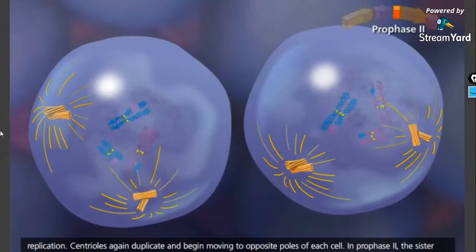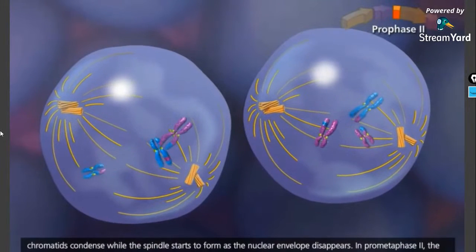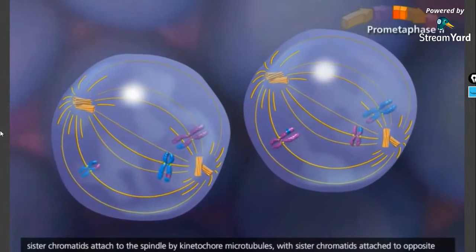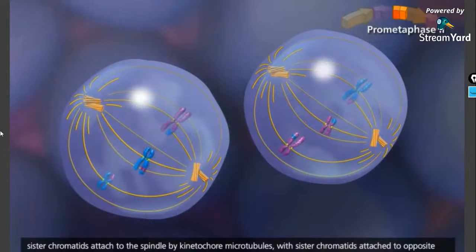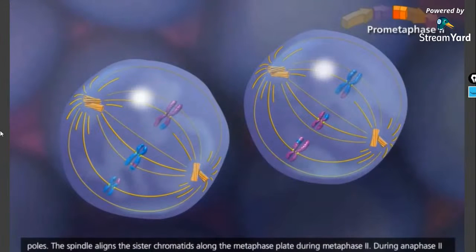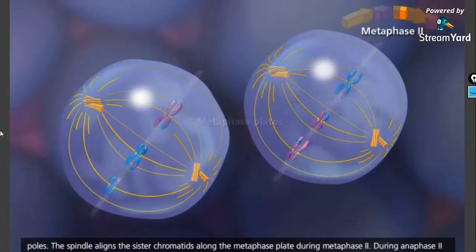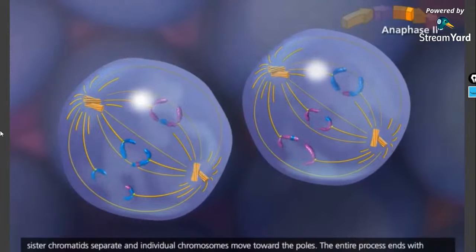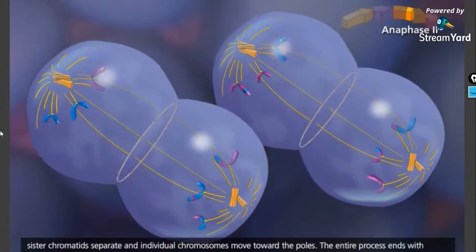In prophase two, the sister chromatids condense while the spindle starts to form as the nuclear envelope disappears. In prometaphase two, the sister chromatids attach to the spindle by kinetochore microtubules, with sister chromatids attached to opposite poles. The spindle aligns the sister chromatids along the metaphase plate during metaphase two. And splitting of the centromere occurs in anaphase 2 of meiosis 2.